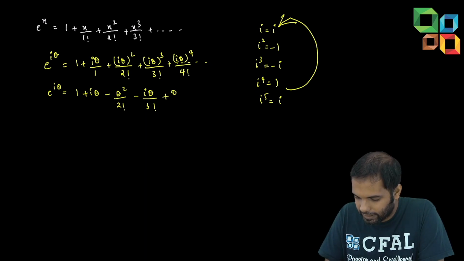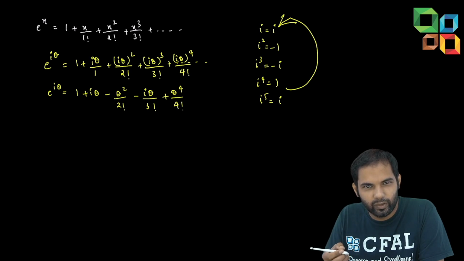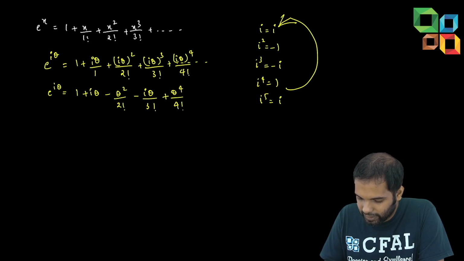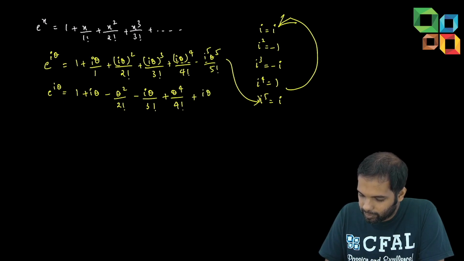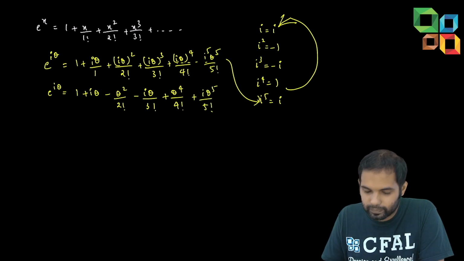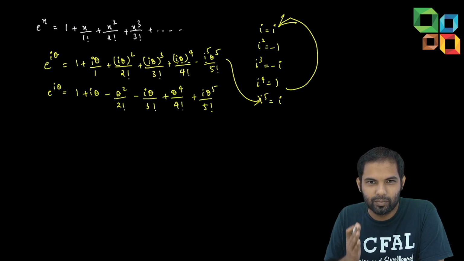i power 4 is 1. So it is theta power 4 by 4 factorial. Next, if I want to guess, it will be theta power 5, so it is with i power 5, and by 5 factorial. i power 5 is nothing but i itself. So I'll get i into theta power 5 by 5 factorial. Then I just combine the terms and see what I'm getting.